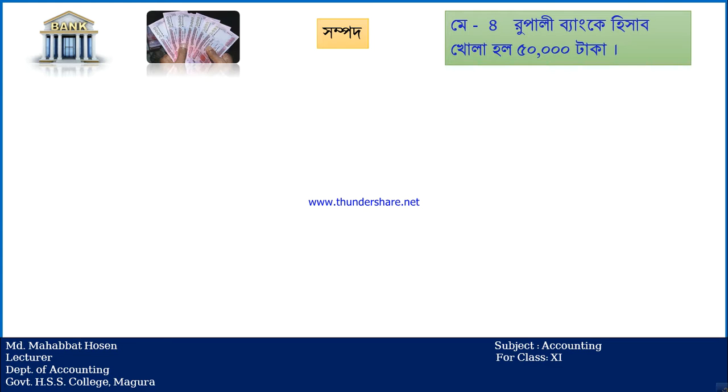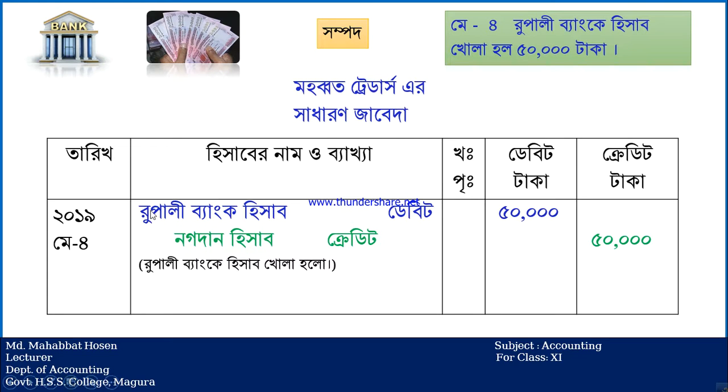Am I right? So Rupali Bank is a personal account. Rupali Bank, Rohim, Korim, Rupali Bank Insurance, etc. are personal accounts. If any person receives the benefit, it will be debit. If any person gives the benefit, it will be credit.